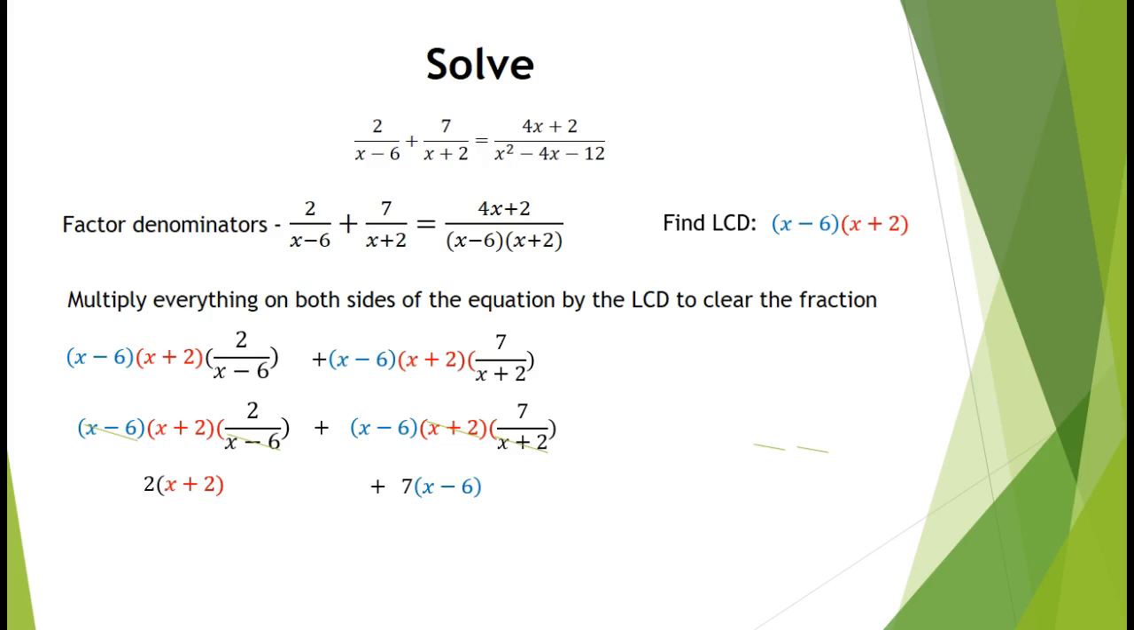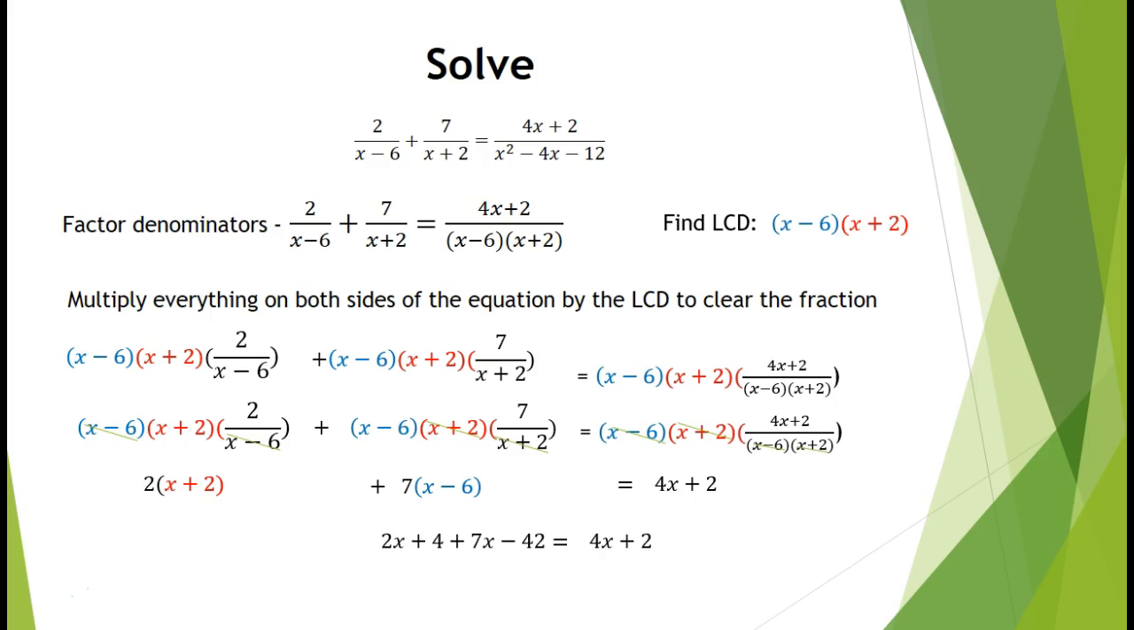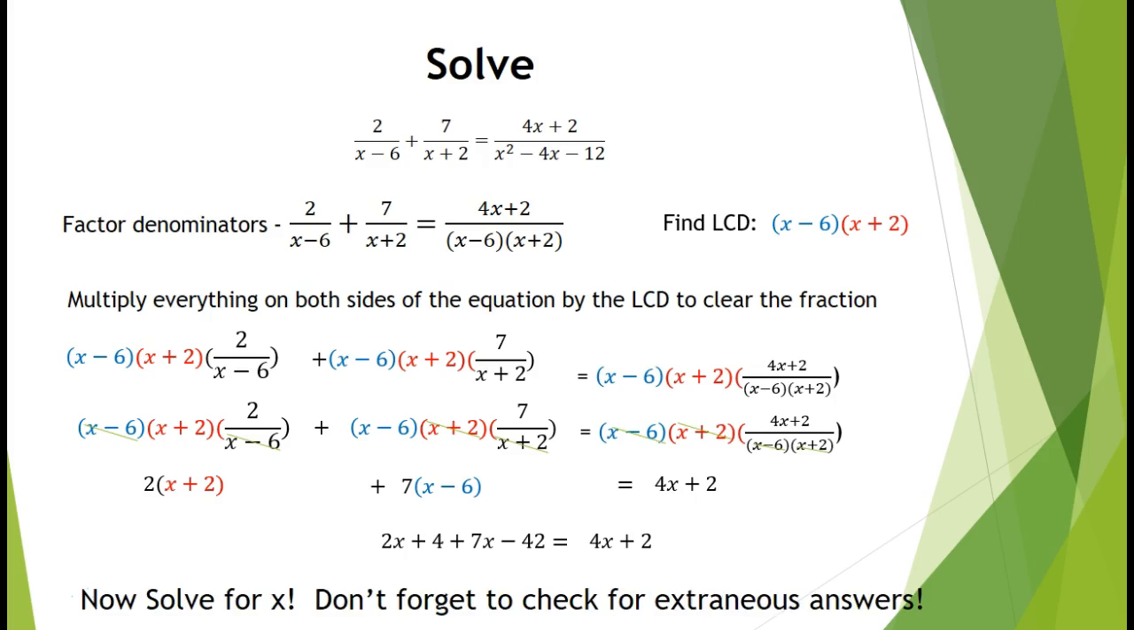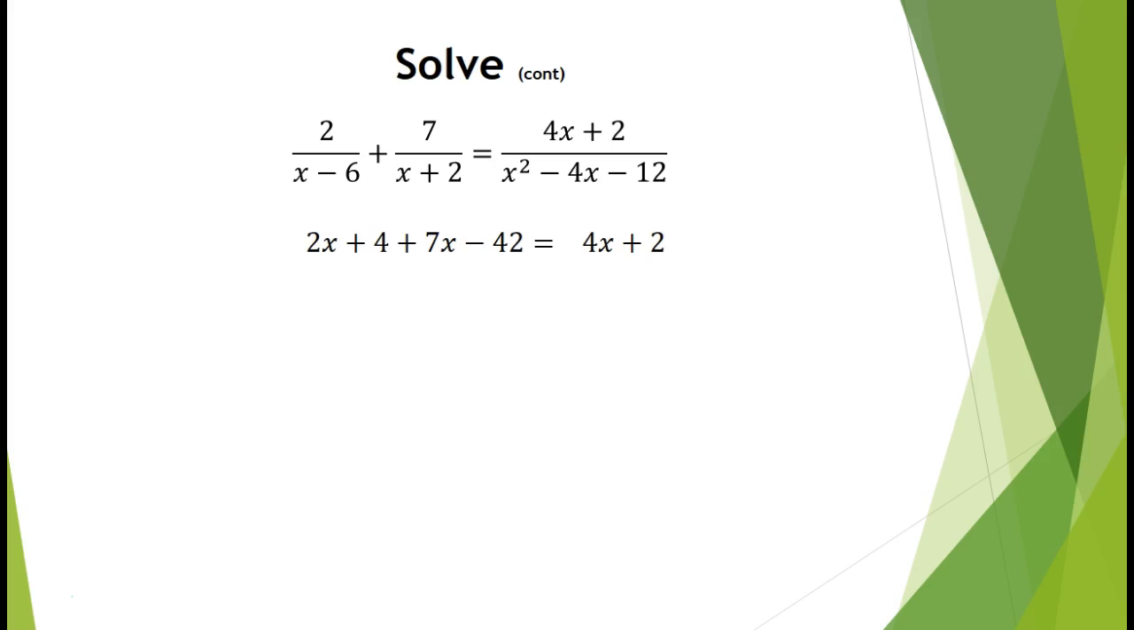And on the other side of the equation, because I have to do everything on both sides of the equation, when I multiply 4x over 2 over x minus 6 times x plus 2 by the least common denominator, the whole thing cancels out. And I'm left with 4x plus 2. At this point, I have a pretty easy one variable equation to solve. So don't stop here. Here's your equation. You're going to solve for x, and you're not going to forget to check your answers, are you?